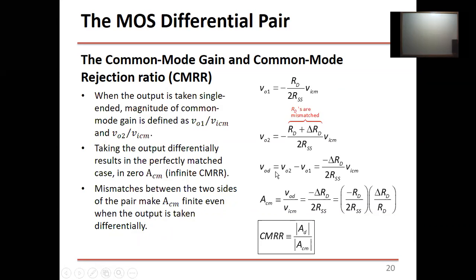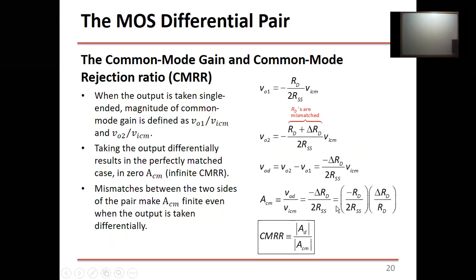Now, if you'd like to find the output differential voltage, you subtract V output 2 minus V output 1. So this gives you minus delta RD over 2 RSS times VI common mode. If delta RD is 0, then this is 0. Okay. Now, how much is A common mode? So A common mode is V output differential, which is this part here, divided by 2 RSS.